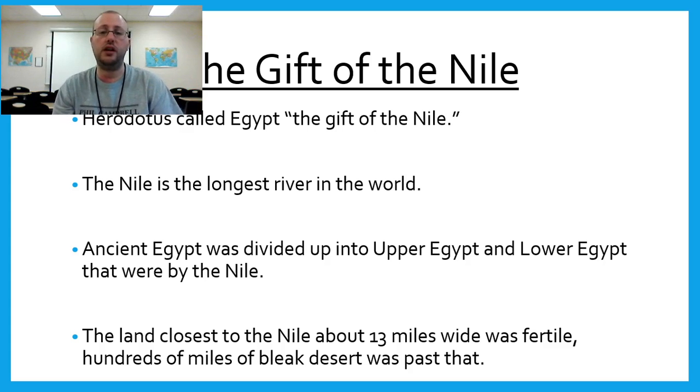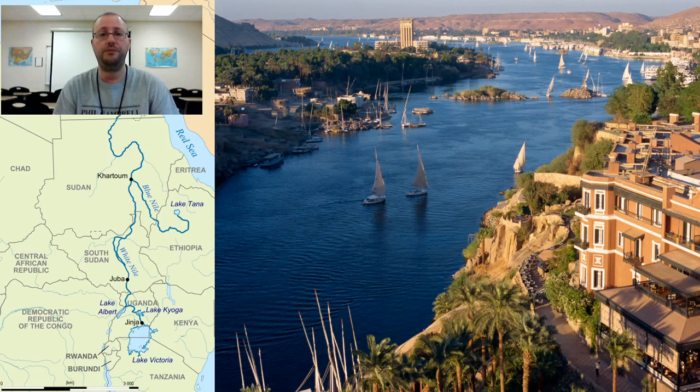The land closest to the Nile, about 13 miles wide, was fertile, and hundreds of miles of bleak desert were past that. So you have the Nile, and on both sides of it for 13 miles, you have good fertile soil where people can live. But on the other side of that is just deserts. And so that's the reason why the Nile was so important for Egypt's existence.